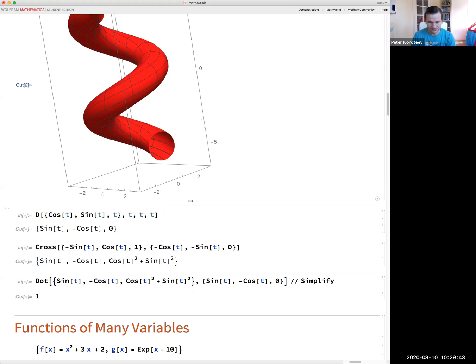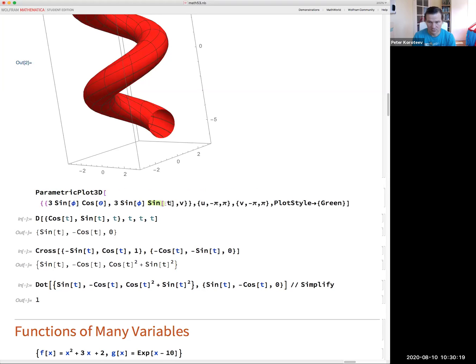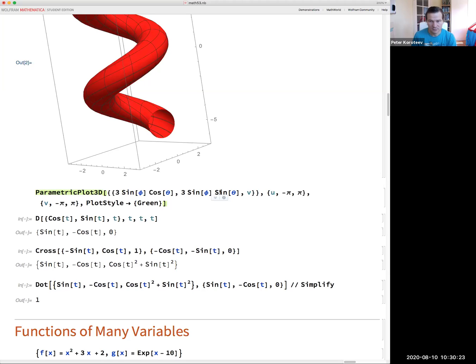So let's try something else. Let's maybe do it in green. How about if you take, say, x equal to 3 sine phi cosine theta, and then y is equal to 3 sine phi sine theta, and z is equal to 3 times cosine theta. Phi varies between minus pi and pi, and theta. So question, what is this going to be?